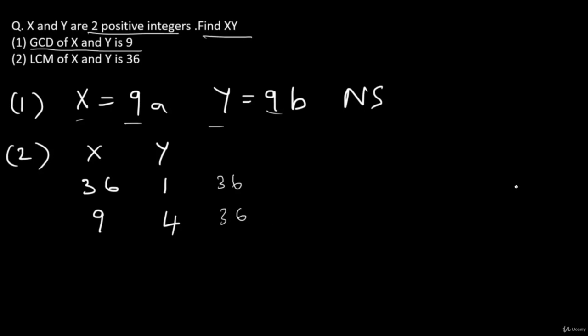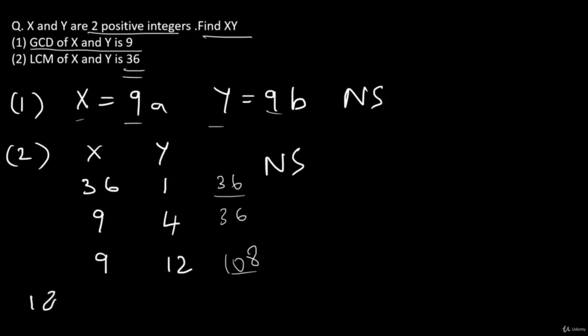So let's try to disprove with plugging in numbers. Is there any other possibility where the LCM is 36? I could have 9 and 12 also, right? If I have 9 and 12, the LCM is still 36. But in this case, you can see that x into y is not equal to 36. So 9 into 12 gives you 108. So you're getting two different values. So it's not a unique value, and hence statement 2 alone is also not sufficient.